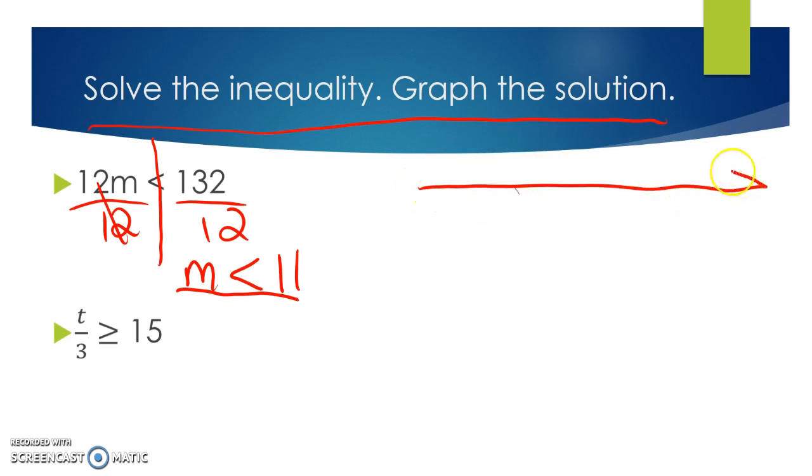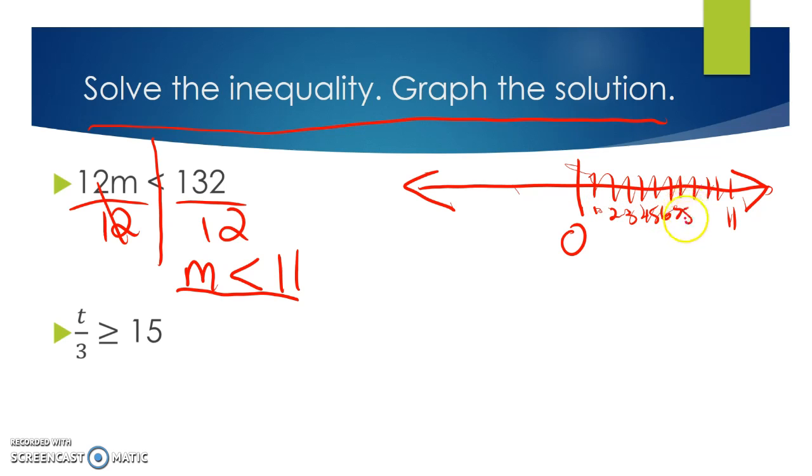Now we're going to draw our inequality line. So draw your number line. Put 0 in the middle. 1, 2, 3, 4, 5, 6, 7, 8, 9, 10, 11. 11 is right here. Since it is a less than sign, it is an open circle, just like we did yesterday.